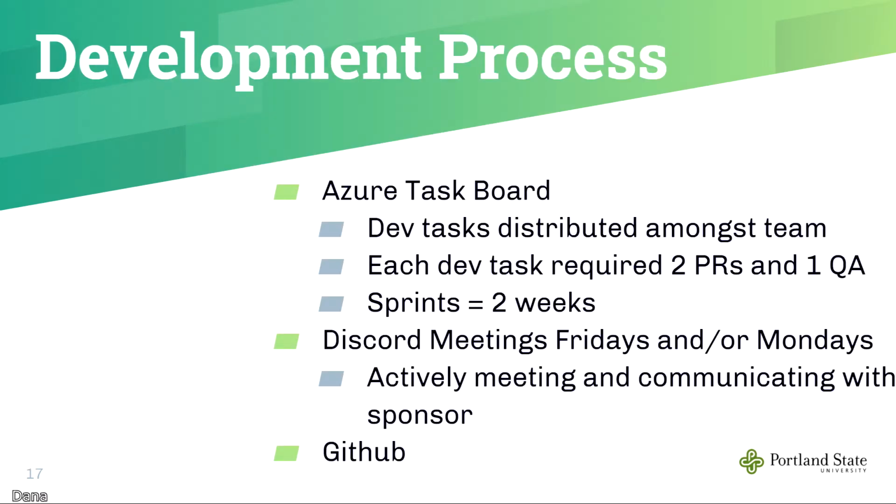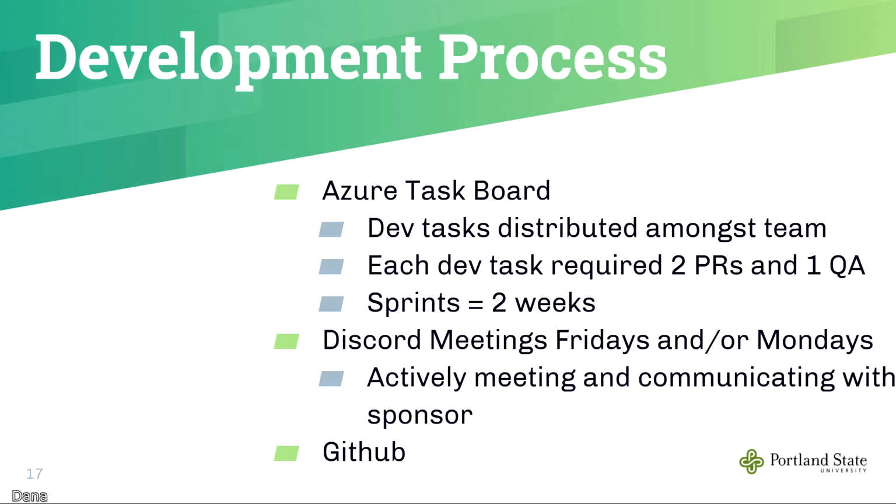Okay, so I'm going to go ahead and discuss the development process that we adopted during our development of the AutoBugTracker. We went with the Scrum Agile methodology. We had an Azure Task Board by Microsoft that had PBIs, product backlog items, where each of them had a dev task, one QA task, and two pull request tasks. The process was that the dev would do the work. Once it's done, two people assigned to pull request reviews would review the code and then approve.